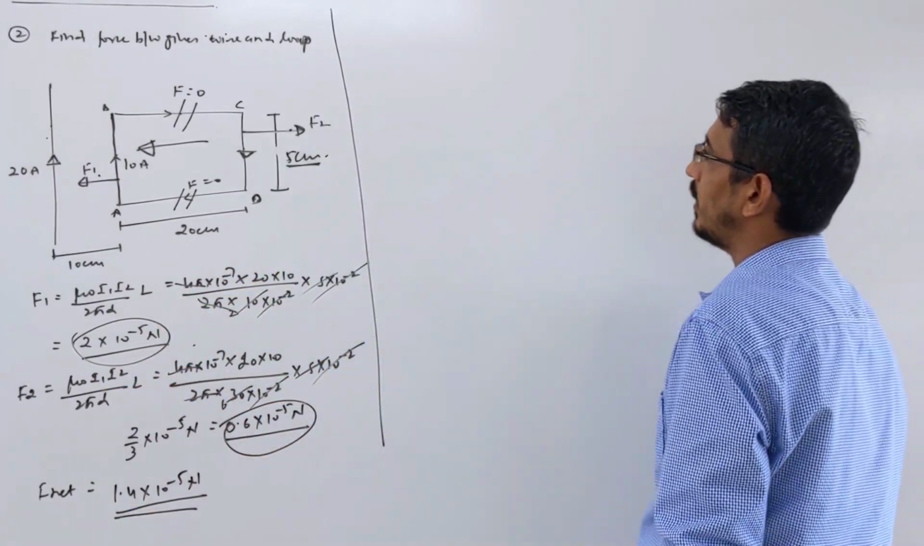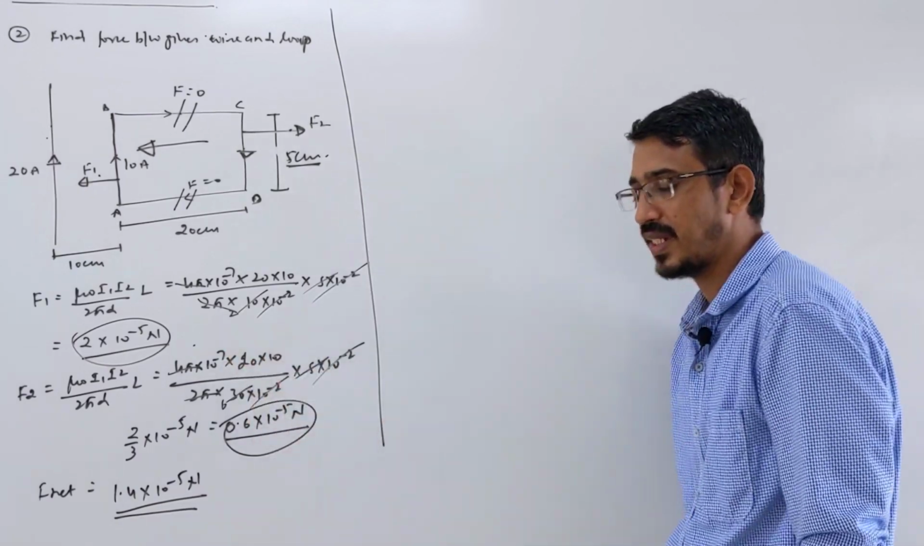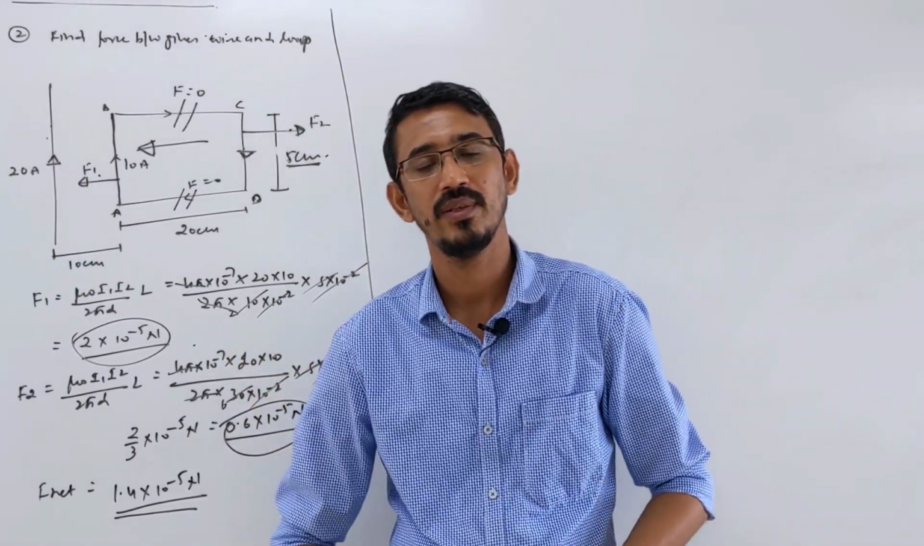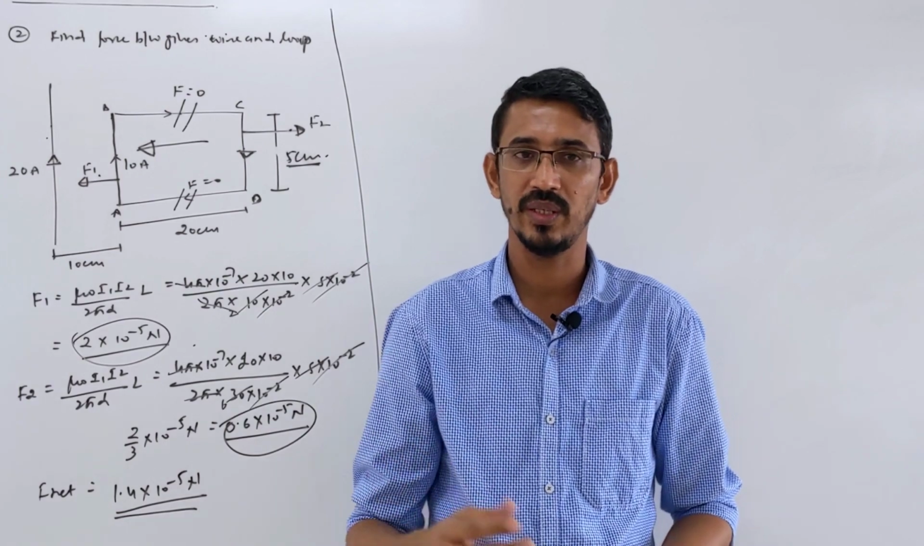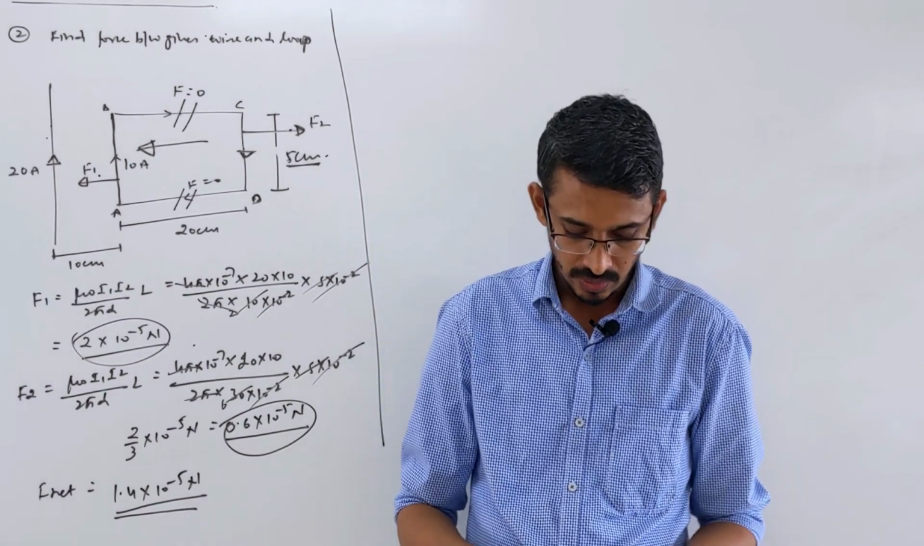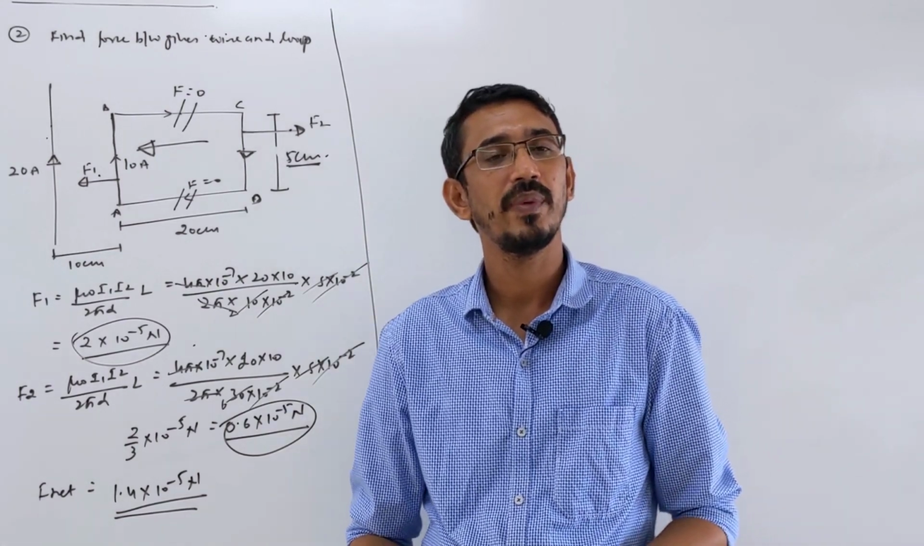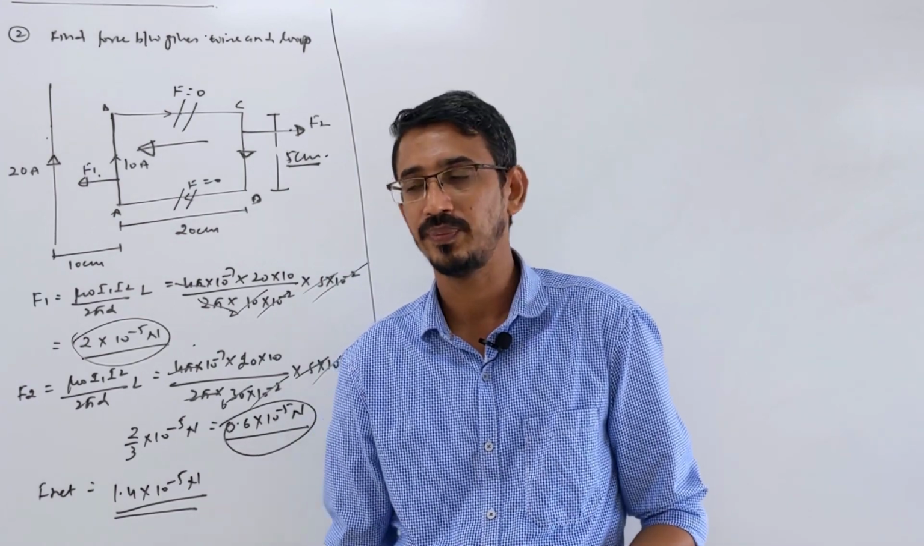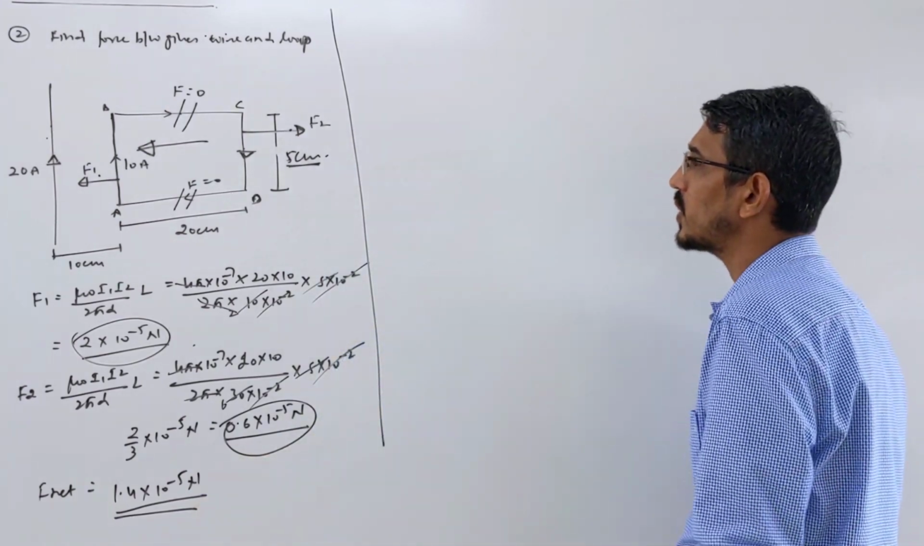Okay, so now these were all about wires. As I said, if a closed loop is placed in a uniform magnetic field, net force will become 0. I have given an example also. So if net force is 0, then what will happen? Torque will act there. So we'll talk about the magnetic moment.